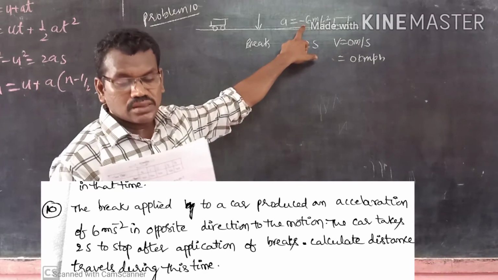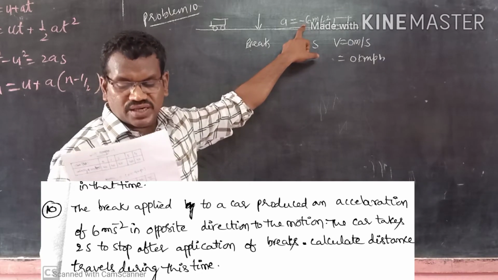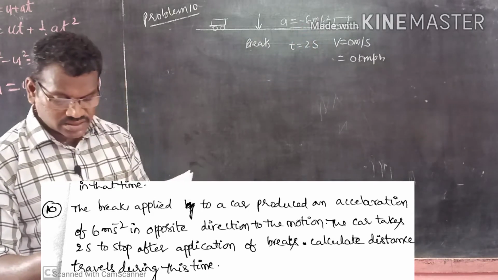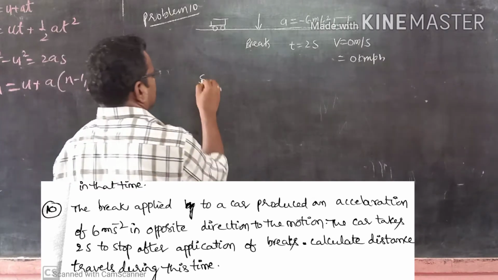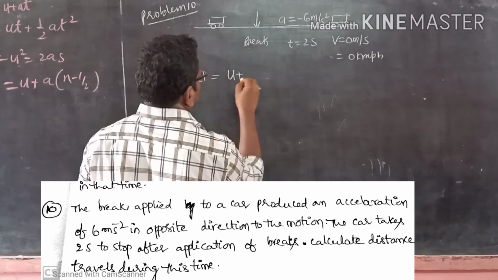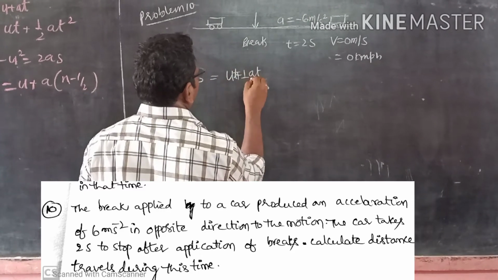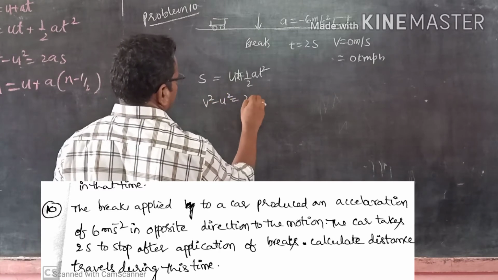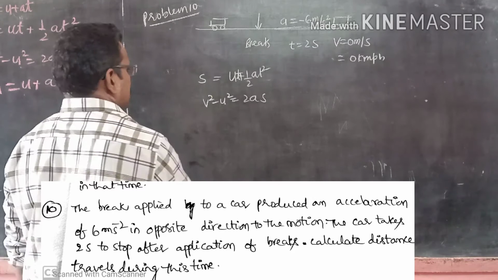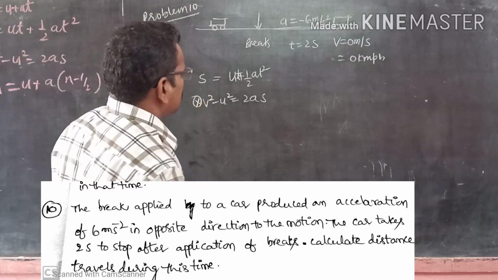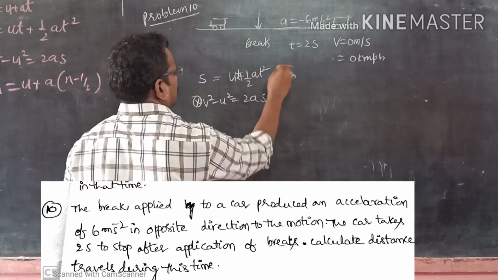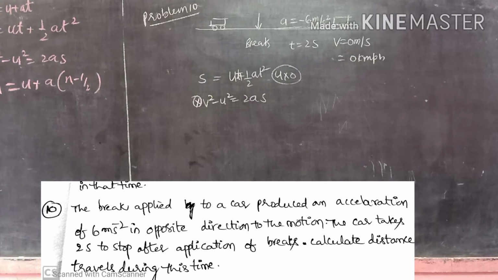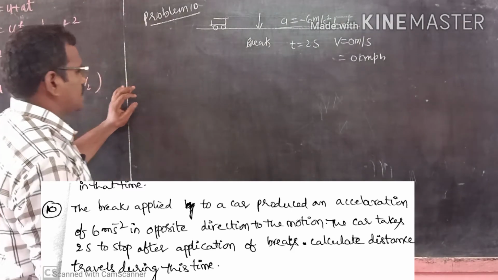Why is it minus? In the problem, a clue is provided for us, that is the opposite direction. This means acceleration is always minus. Then what should we calculate? Displacement. For the displacement you have s is equal to ut plus half at square, or otherwise we may have v square minus u square is equal to 2as. In this, time is not provided. In this, initial velocity is not provided. So what should we do? We should find out the displacement.